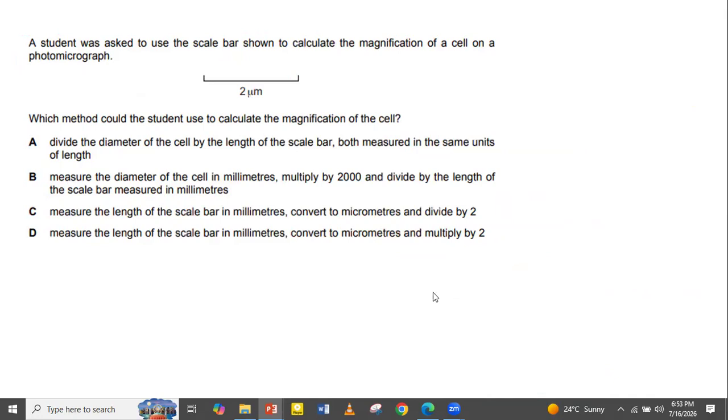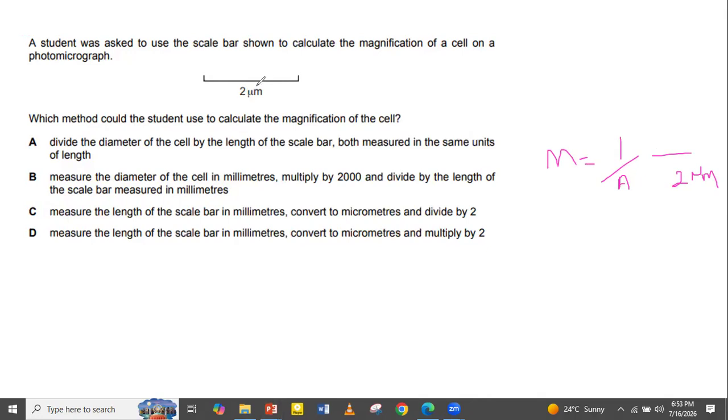Now, this is a multiple choice question. They're asking us which method the student could use to calculate the magnification of the cell. We already know that magnification is equivalent to image over actual. We have the actual already, which is 2 micrometers. Can't we get the image? It means we shall measure this line.